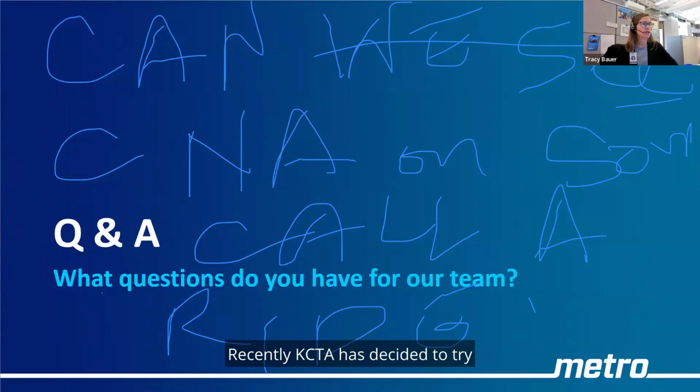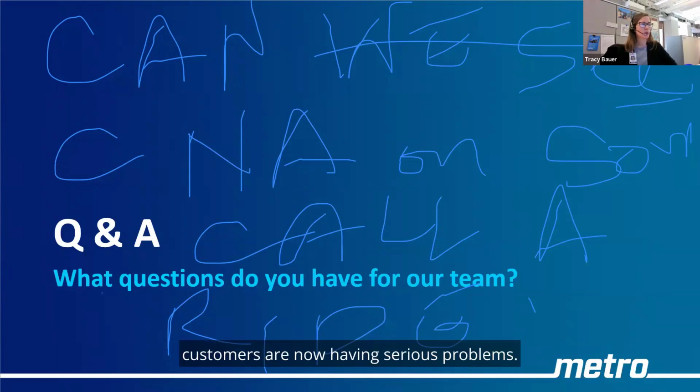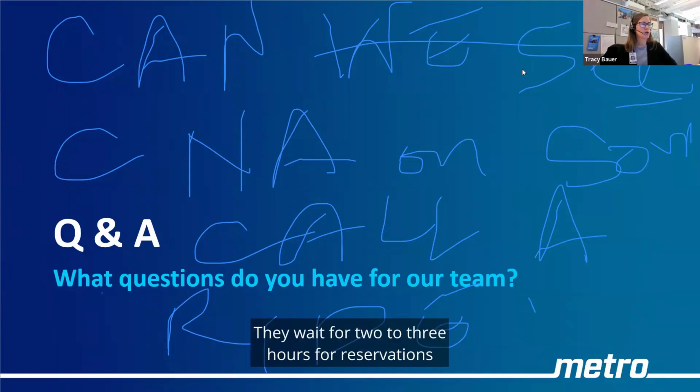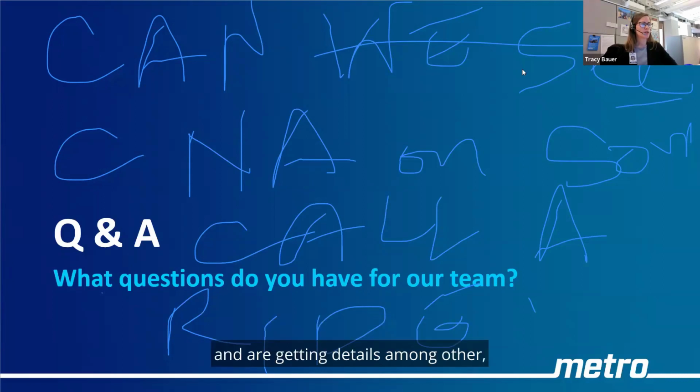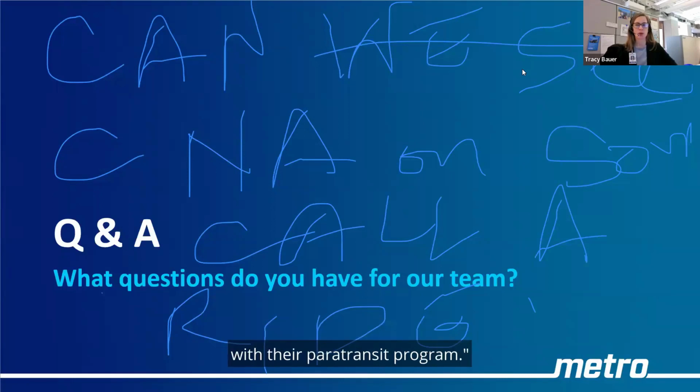Recently, KCATA has decided to try and start to take that service in-house, which I know is something you were considering. Unfortunately, because of a recent software change and they're trying to take RideKC Freedom in-house, customers are now having serious problems. They wait for 2 to 3 hours for reservations and are getting denials, among other problems, I believe. I hope that their problems might help you seriously think about not ending up in the place that KCATA is now with their paratransit program.